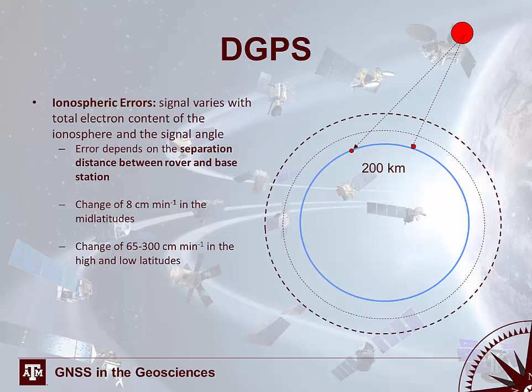So there's ionospheric errors, where the signal varies with total electron content of the ionosphere and the signal angle. Remember we talked about tropospheric errors. It's partially dependent on the angle between the satellite and the receiver. Once again, ionospheric errors are very similar in that respect, where the error depends on the separation distance between the rover and the base station, but also is partially dependent on that angle from the receiver to the satellite. Now, ionospheric errors can introduce a change of up to 8 centimeters in the mid-latitudes and anywhere from 65 to 300 centimeters in the high and low latitudes.